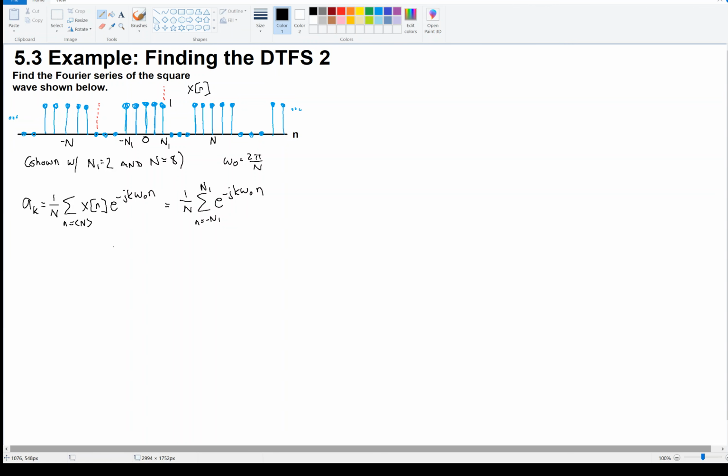Okay, and now I need to evaluate this summation. Well, I have a couple of choices, the finite sum formula and the infinite sum formula, but I need to get a 0 here to use those formulas. The lower bound needs to be a 0. So I'm going to do something that we've seen before in this class called a change in variables.